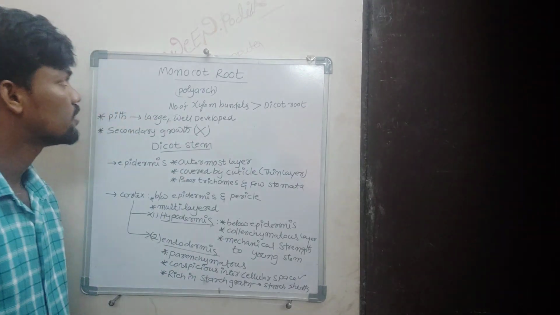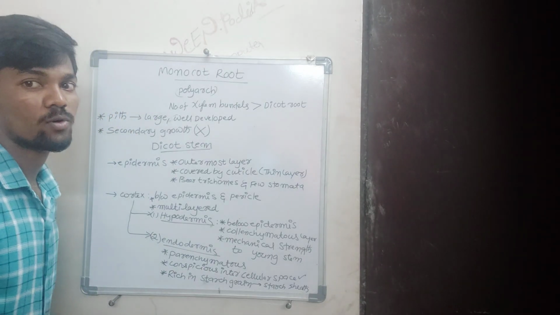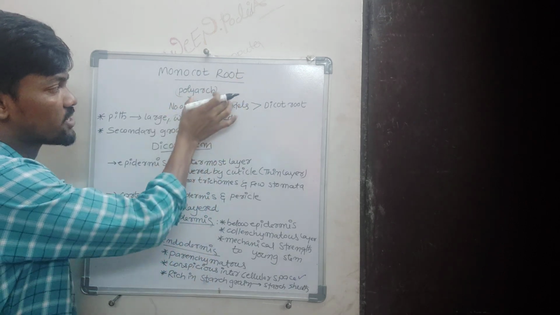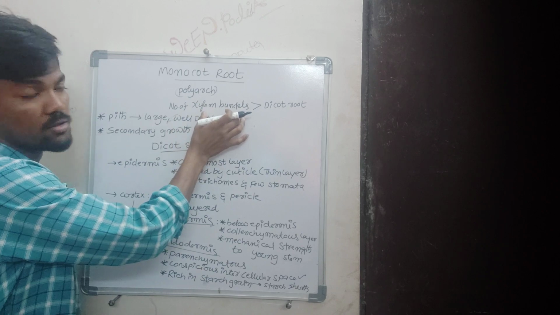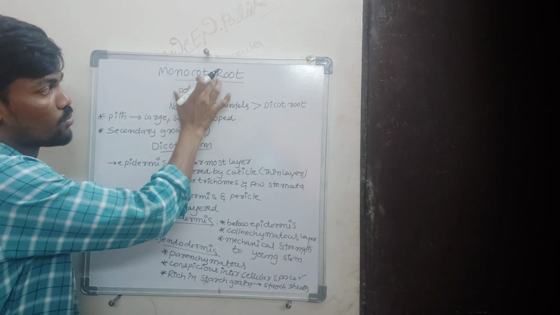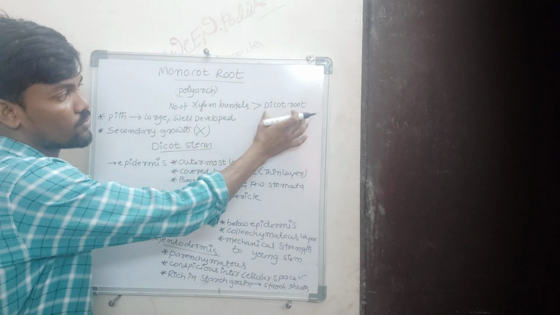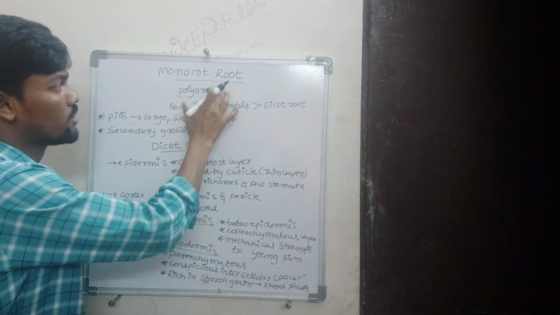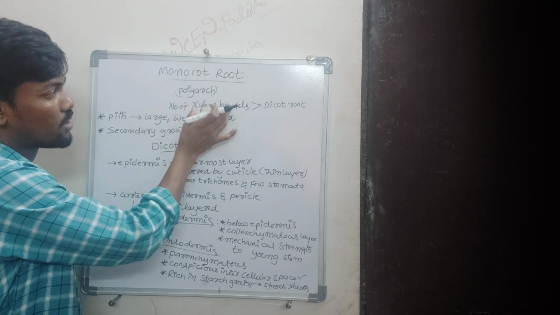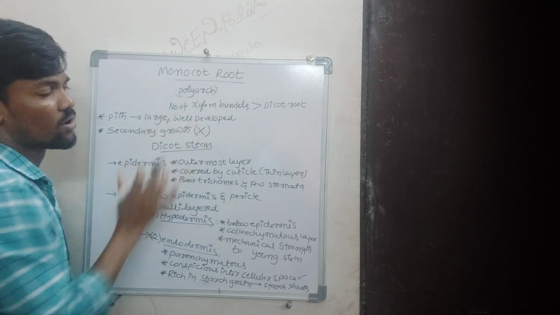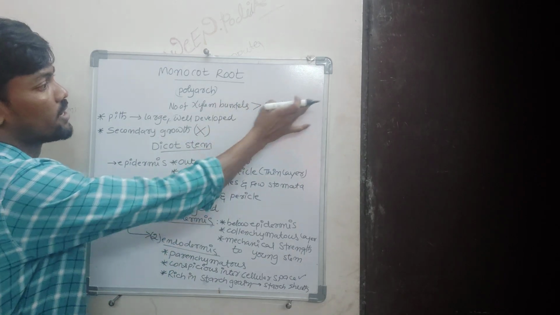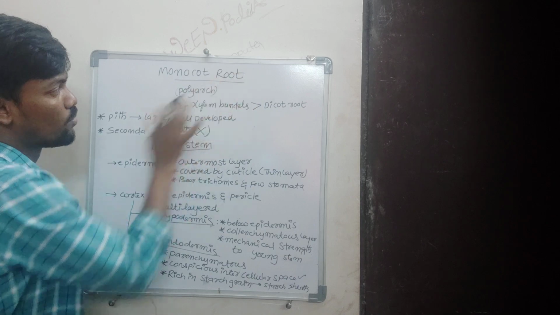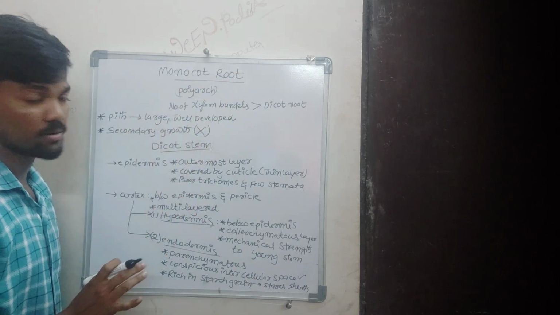Good morning everybody. Today we are going to discuss the monocot root. The monocot root has polyarch xylem, which means a larger number of xylem bundles. In the dicot root we find only 2 to 4 xylem bundles. So, comparing with the dicot root, the monocot root has more xylem bundles. This is called polyarch xylem.